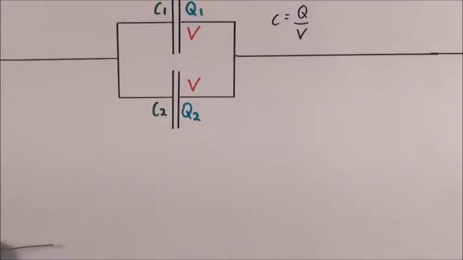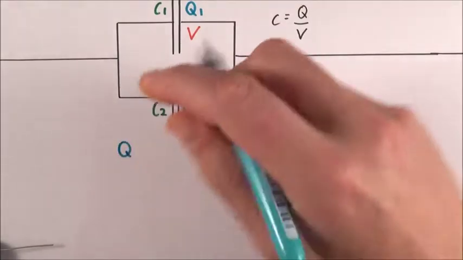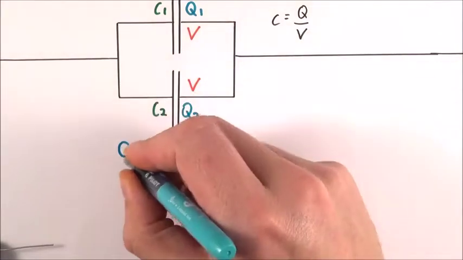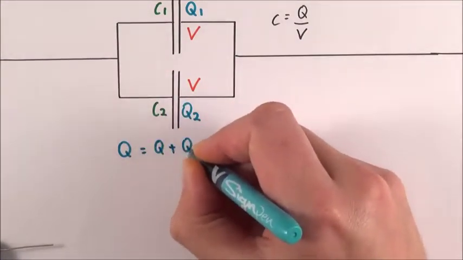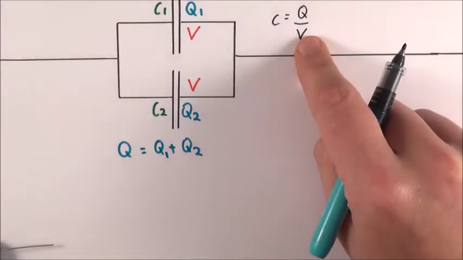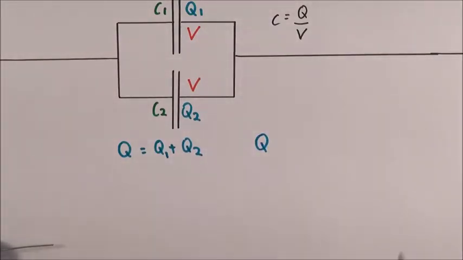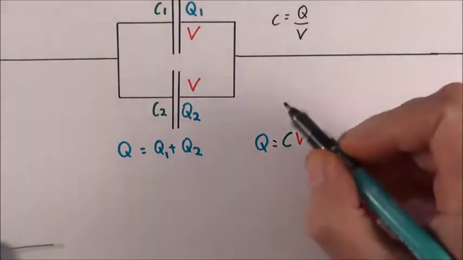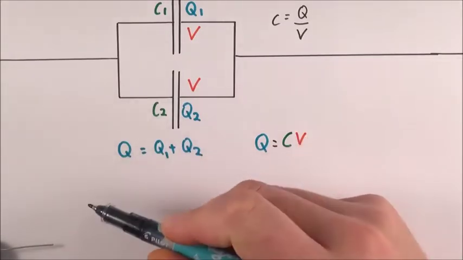The first thing I can say is that the total charge stored in these two capacitors is equal to the charge on this plate added to the charge on that plate. And therefore what we can say is that Q, which is the total charge, is equal to Q1 plus Q2. So that's the first step. But then we can rearrange this equation here to say that Q is equal to CV. And using this information, I can then replace the Q's here with C times V, as so.